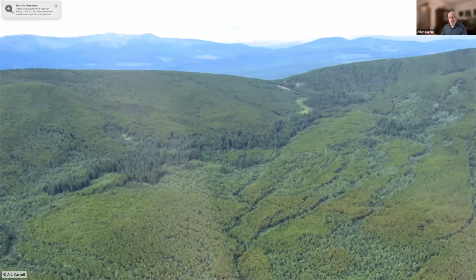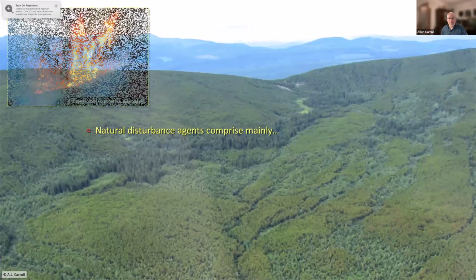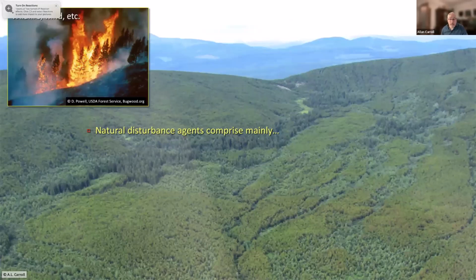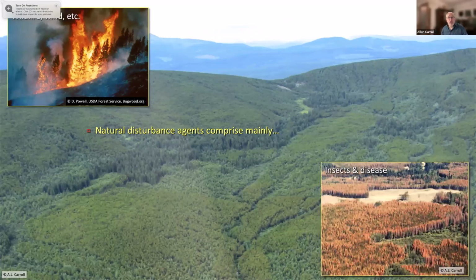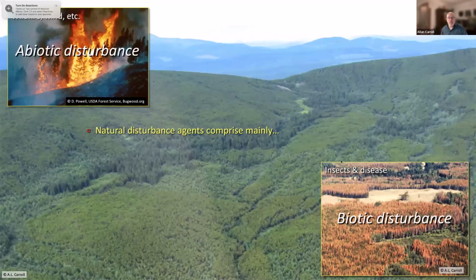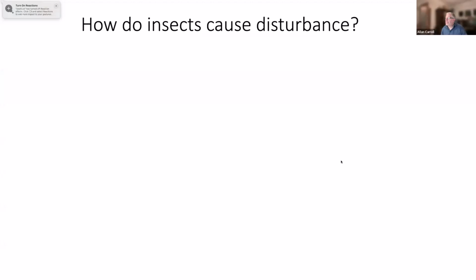Now, to make a landscape like this, things have to happen, and those things are typically going to occur by way of disturbance, and those disturbances are mainly in the form of fire or wind or landslides, or perhaps something that's caused by insects or diseases. And we, for convenience sake, refer to these as either abiotic, meaning they're non-biological in nature, or biotic in terms of the insects and diseases, given that they're actually biological agents. So what we're going to do then is focus on biotic disturbances.